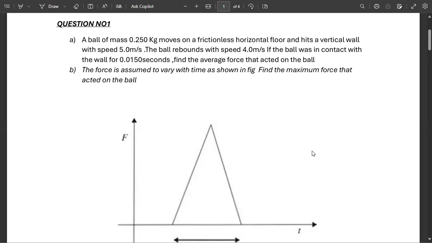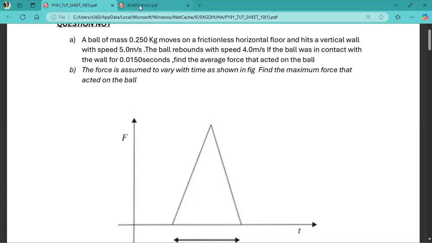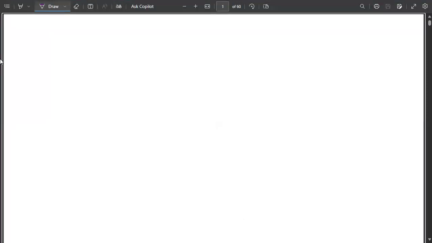The ball then rebounds with a speed of 4.0 meters per second. If the ball was in contact with the wall for 0.0150 seconds, find the average force that acted on the ball. So we're going to get some information that they've given us here. What data have been given? We've been given the mass of the ball, very important.